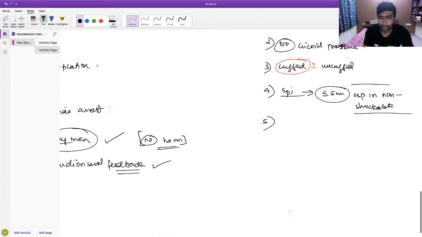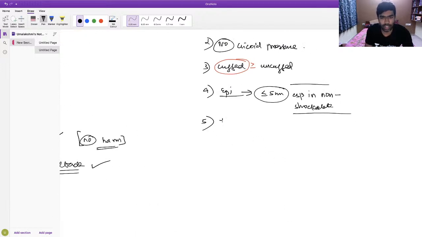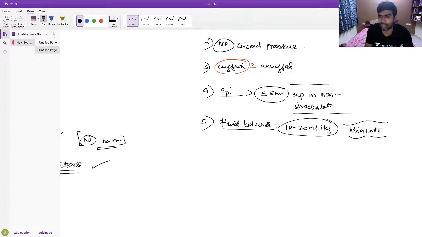And apart from that, there have been small changes in the fluid boluses in the pediatric age group. The fluid bolus is now around 10 to 20 ml per kilogram, and it has to be given in aliquots. I'll show you maybe in the next cardiac arrest video what I mean by 10 to 20 ml aliquots. Previously it was 20 ml per kilogram, but currently it has become a little flexible, 10 to 20 ml per kilogram. That's the only change that's been made.